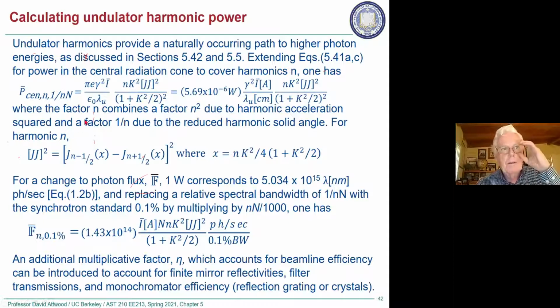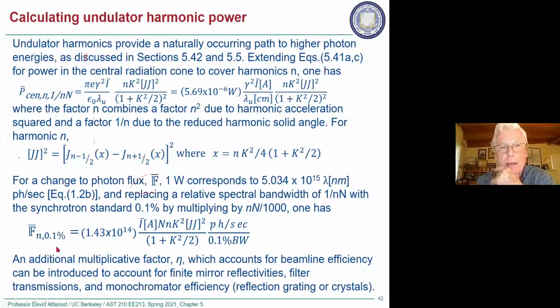This formula then is, again, the power in the central cone for different harmonics. And this is in practical units, which says that gamma is non-dimensional, but the current, if it's 400 milliamps, what these brackets mean is the average current in milliamps. You just put 400 here. An ampere is 0.4. JJ squared, you have to figure it out. Lambda U is the period in centimeters, so if it had a 3 centimeter period, you just replace all of this by the number 3. The units are already taken care of for you. And this is in units of watts, power.